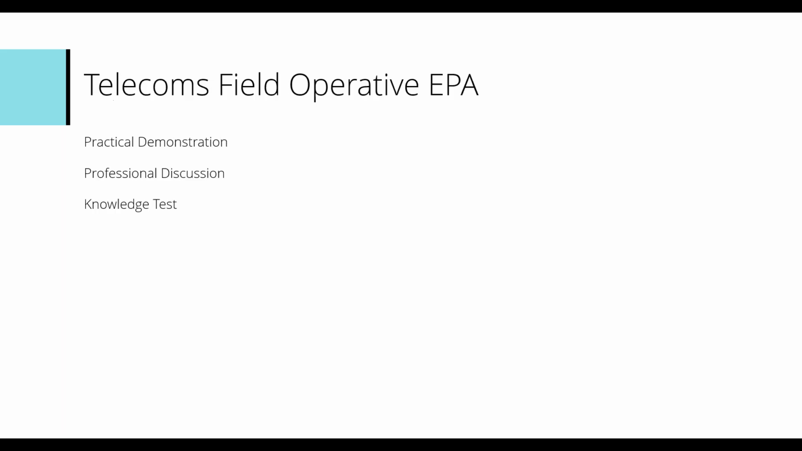And when we compare that to the Telecoms Field Operative endpoint assessment, these are at component level. So there are 3 components that make up the Telecoms Field Operative. This is a practical demonstration, a professional discussion, and a knowledge test. So for this endpoint assessment, apprentices will be assessed and will be graded at component level, which will then contribute to either a pass, fail, or a distinction.